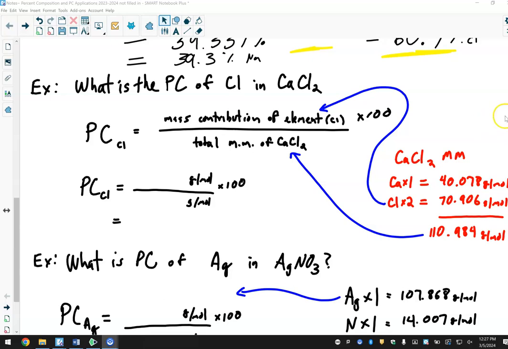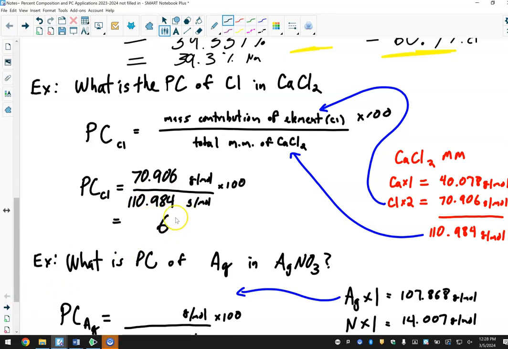So again, this is going to be pretty easy, right? If you can do a molar mass, then you can do a percent composition. And so my numerator here would be 70.906, because that's what chlorine brings to this compound, over the total molar mass, 110.984 grams per mole. Somebody have that number for me? 63.9. Thank you. 63.9% chlorine in calcium chloride.